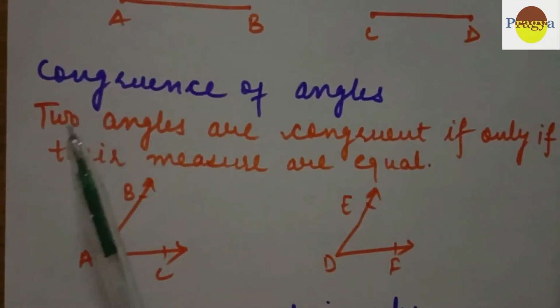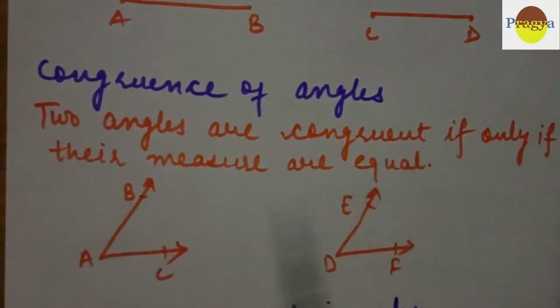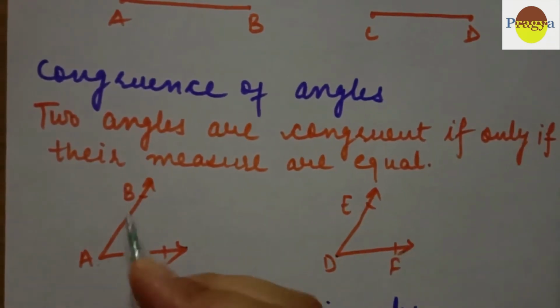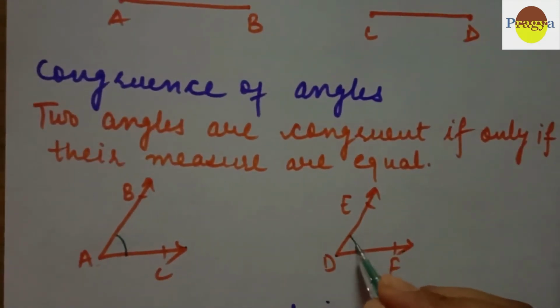Next one is congruency of angles. Two angles are congruent if and only if their measurements are equal. We have one angle BAC and another one EDF. If the measurement of angle A and the measurement of angle D are equal to each other, then definitely they are congruent to each other. We call it congruency of angles. So now students, we know what is congruency of line segments and of angles.